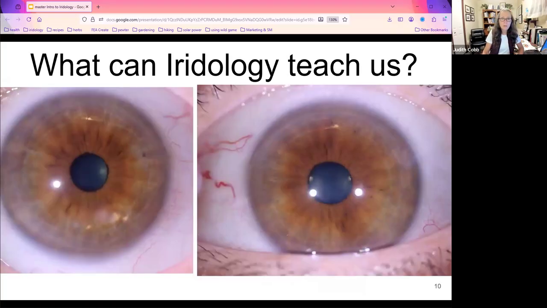So what can iridology teach us? Well, today, again, we're going to focus on the iris itself. The irides teach us about inherent predispositions. So think of this as epigenetics. The irides teach us about the epigenetic predispositions in the body.